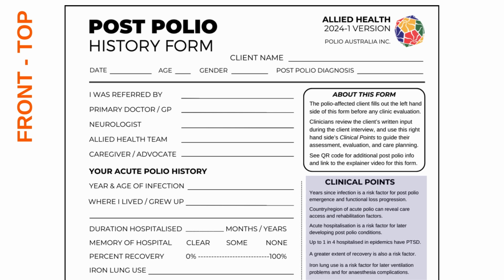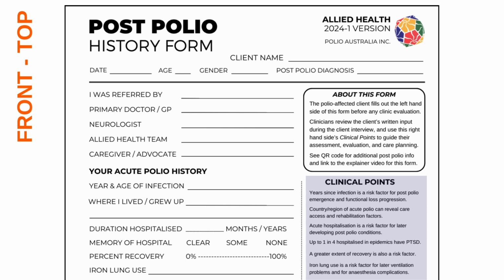And that epidemic may have been in Australia, or it may have been overseas, and they may have immigrated to Australia. There are details then on the left side here, referral details, some information about who they're seeing in terms of allied health, medical specialist, GP, and then who their advocate or caregiver is, which is probably going to be their spouse or a family member.